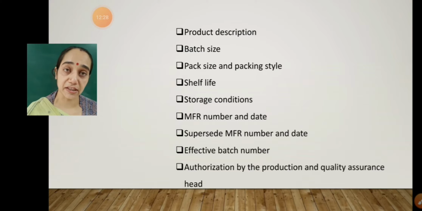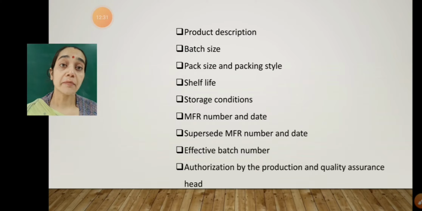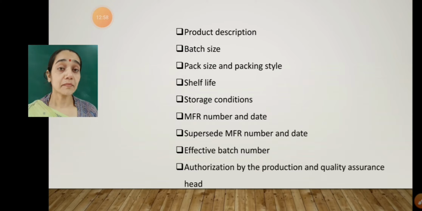Then it will be explained in the product description how the tablet has been formulated. It is formulated by the direct compression method, or by the wet granulation method. Among the granulation methods, it could be wet granulation or dry granulation, which could be slugging. And among the wet granulation methods, it could be either aqueous or non-aqueous kind of preparation method for the granules.